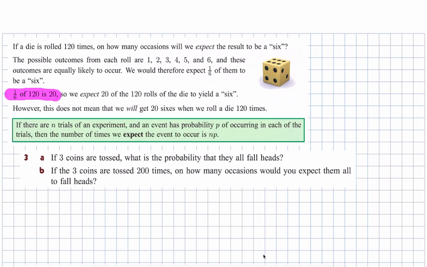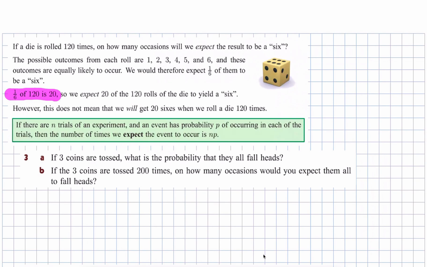That is literally year 7 or 8 probability, nothing more than that. Okay, so the green, if there are n trials, so in this case 120 trials, and the event that we're interested in has a probability of p, so the event we're interested in is rolling a 6, has a probability of 1/6, then the number of times we expect that event to occur is n times p, 1/6 times 120, nothing more than that.